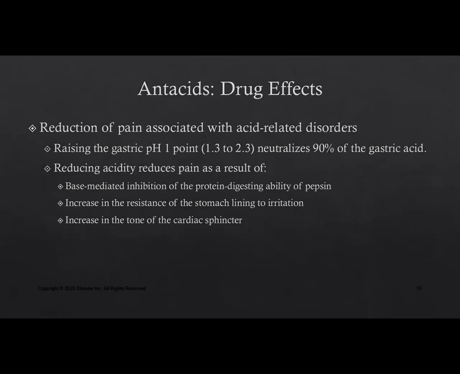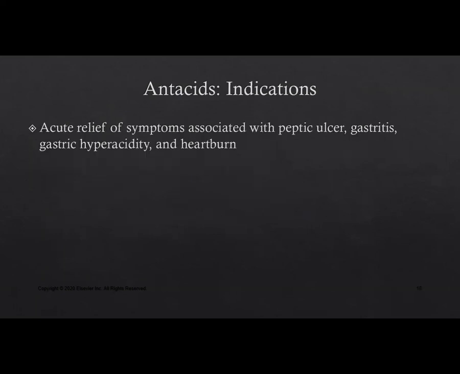Your drug effects should be reduction of pain associated with acid-related disorders, raising the gastric pH by 1 point, and neutralizing 90% of that gastric acid. Reducing acidity reduces pain as a result of base-mediated inhibition of the protein digestion ability of pepsin, increases the resistance of the stomach lining to irritation, and increases the tone of the cardiac sphincter. Indications, so why we would use it: acute relief of symptoms associated with peptic ulcers, gastritis, gastric hyperacidity, and heartburn.